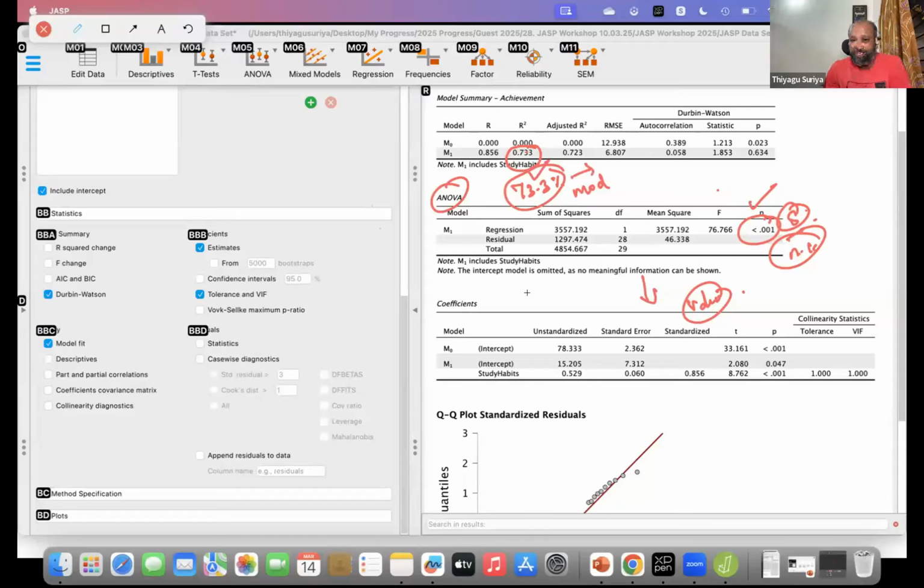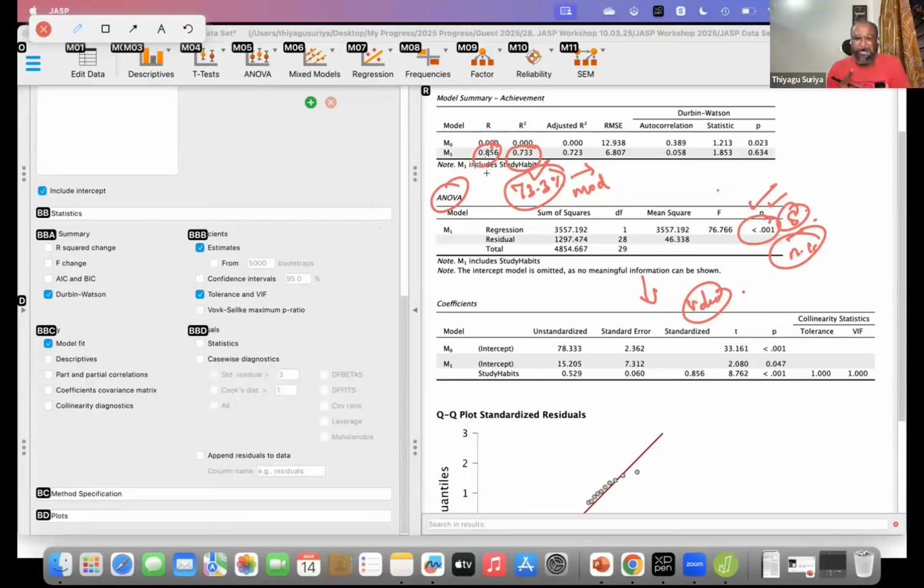Now we need to write the regression equation. So you need to check this R square value and the model fit. Now we identify that there is a significant effect. The R value is nothing but the relationship between the study habits as well as achievement.